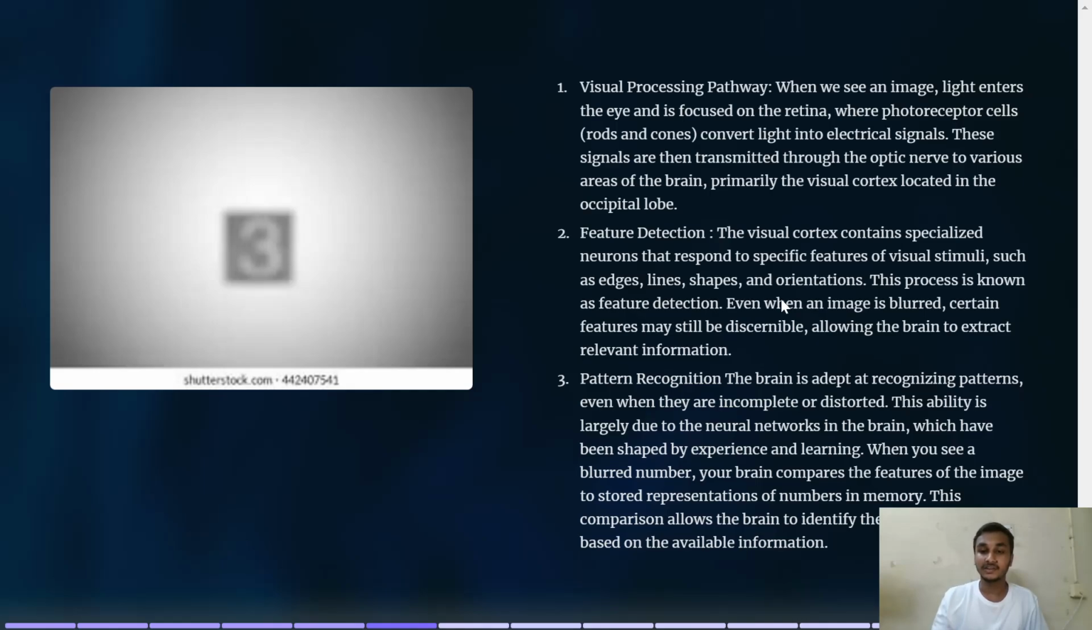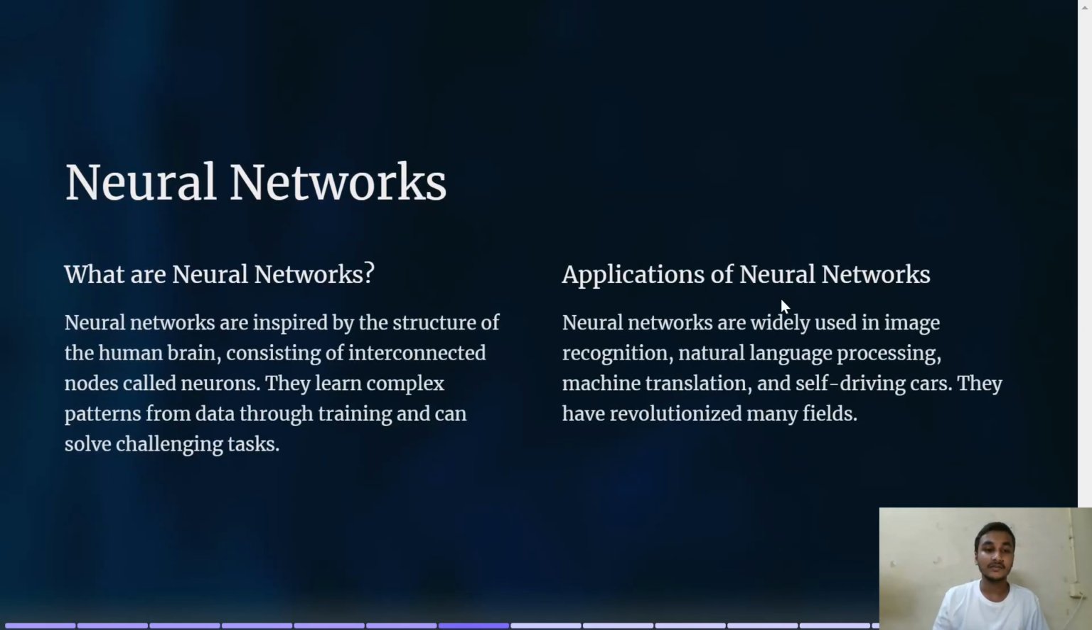So this is pattern recognition. Then, what are neural networks? Neural networks are inspired by the structure of the human brain, consisting of interconnected nodes called neurons. They learn complex patterns from data through training and can solve challenging tasks. They are widely used in image recognition, natural language processing, machine translation, and self-driving cars. They have revolutionized many fields.